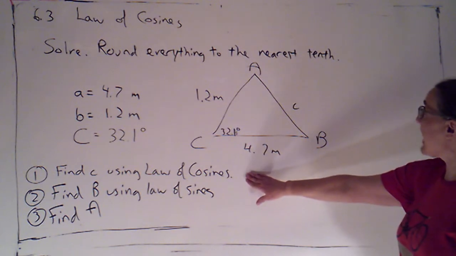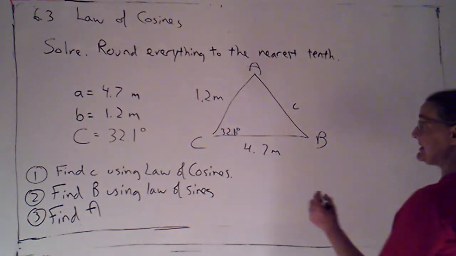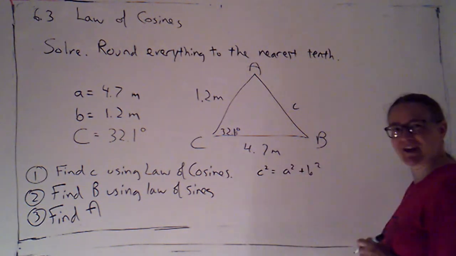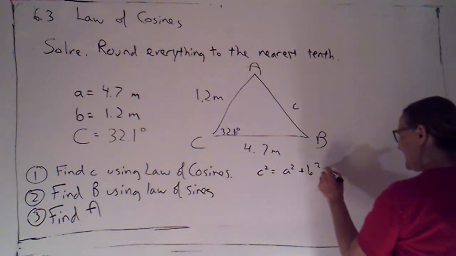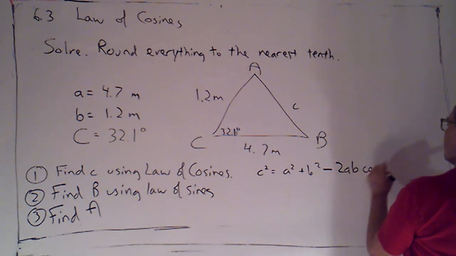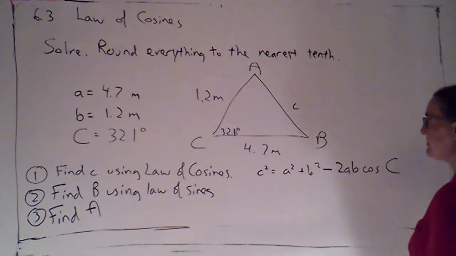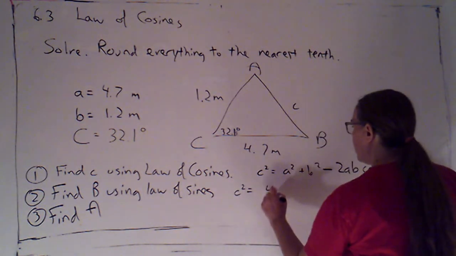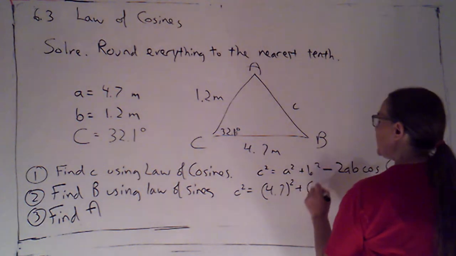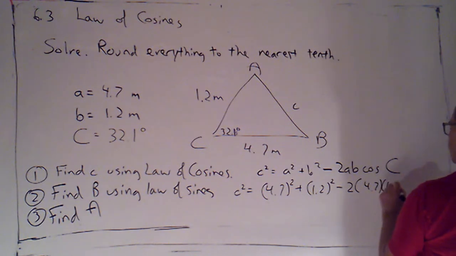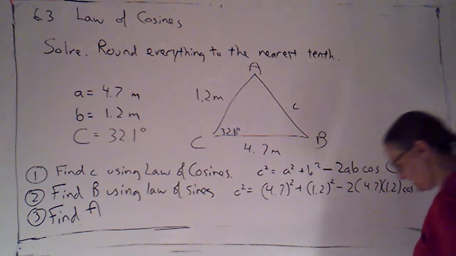Okay, so I'm going to just write out the law of cosines for finding side C. So C squared is A squared plus B squared. It starts out looking just like Pythagoras, but because C was not an acute angle, I need to adjust. So minus 2 copies of AB times cosine of C. Okay, so C squared will equal, let's see, A was 4.7 squared plus B was 1.2 squared minus 2 times 4.7 times 1.2 times cosine of 32.1 degrees.